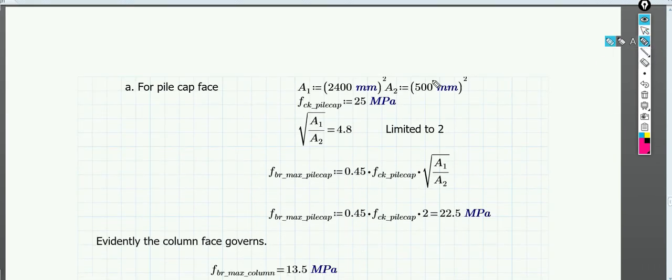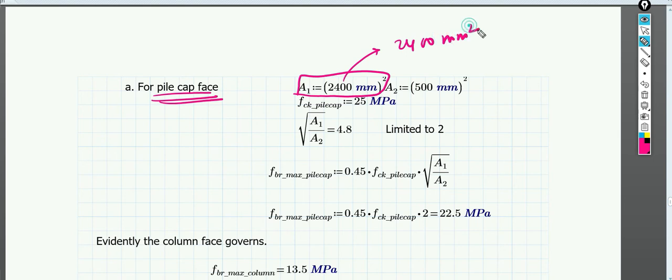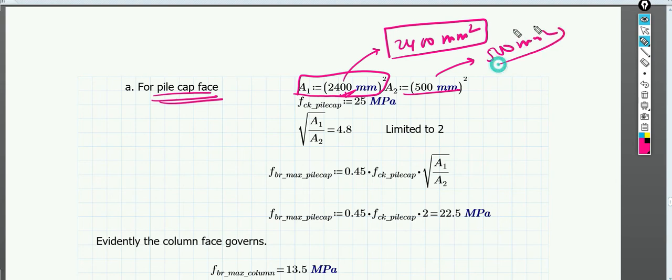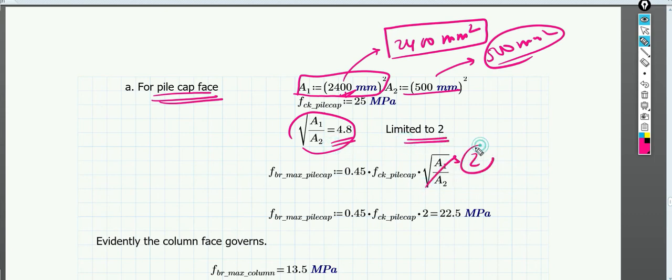Now in the next case we will see the pile cap face. Here A1 is the supporting width, which is the pile cap width itself, or the cross-sectional area of the pile cap itself, which is 2400 mm square. The column is supported by the pile cap, so the area of the pile cap will be there. And A2 is the area of the support, that means the column, 500 mm square. A1 by A2 comes out to be 4.8, which is more than 2. So A1 by A2 should be taken as 2 here.